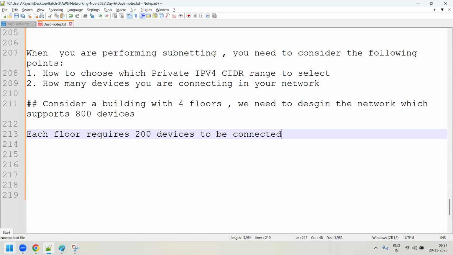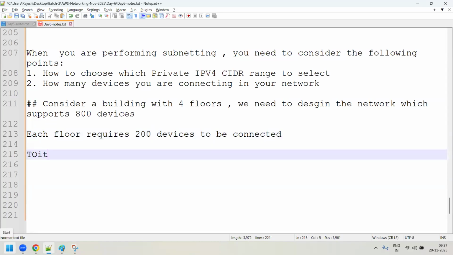Correct, right? So total building is how much? Is 800 devices. Am I clear, sir?